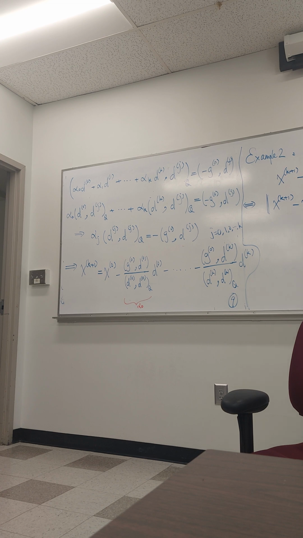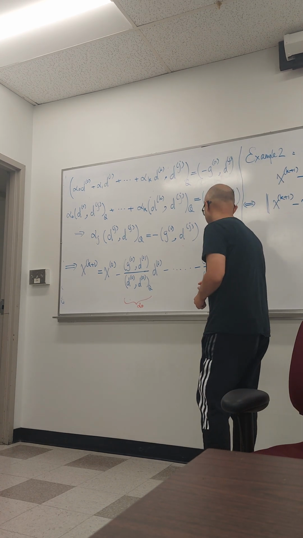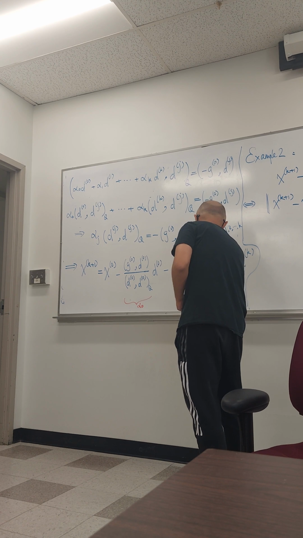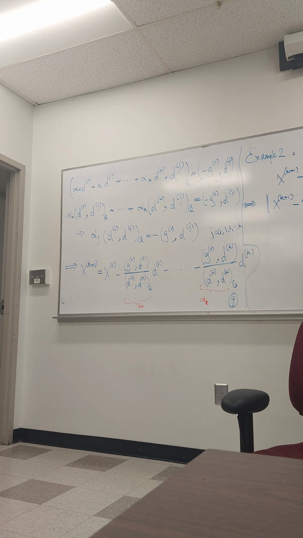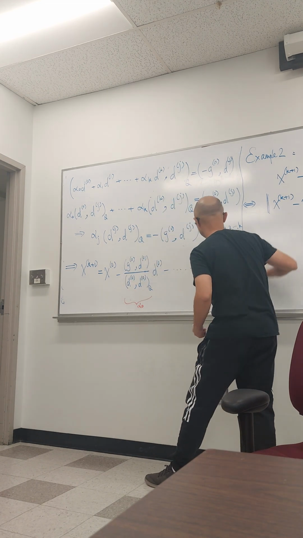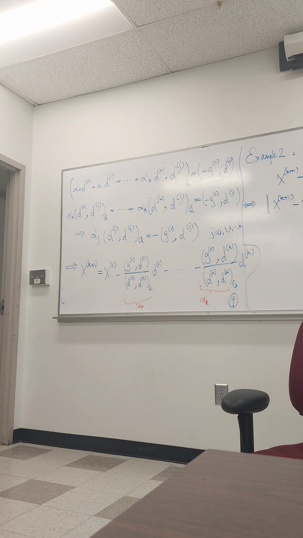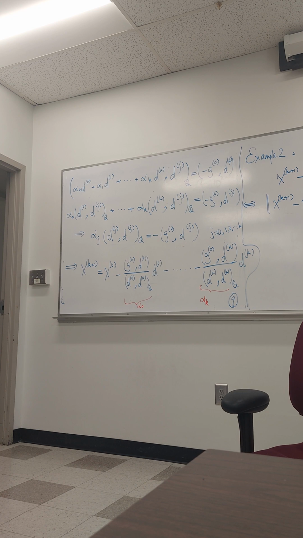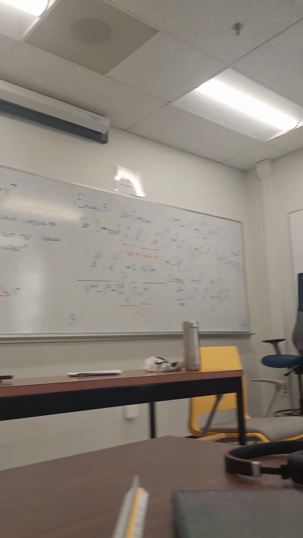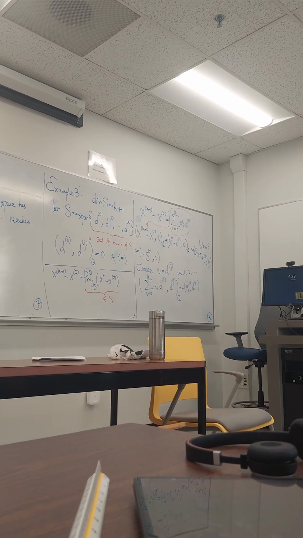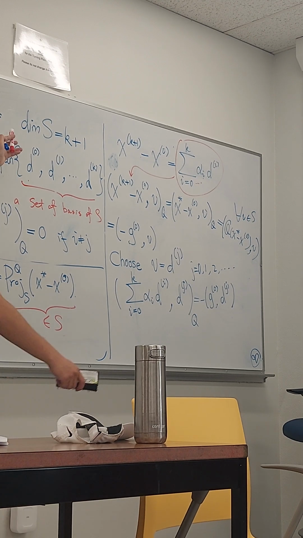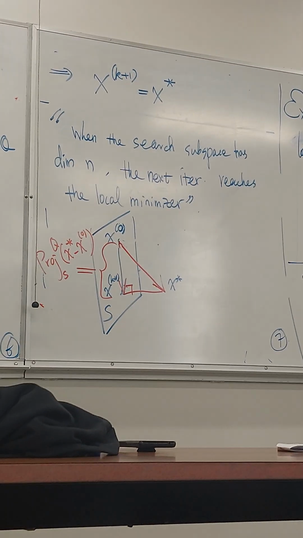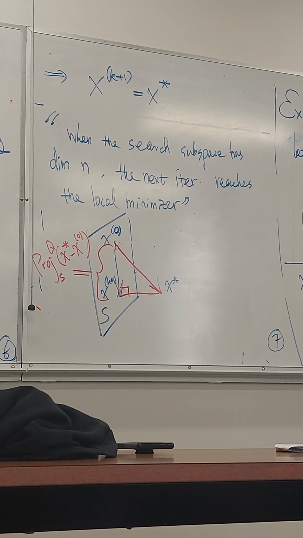So we have this formula. This is our alpha k. And this whole thing is this summation of alpha i times d superscript i from 0 to k. So this is like the solution. This is the solution when we have this k plus 1 dimension subspace.